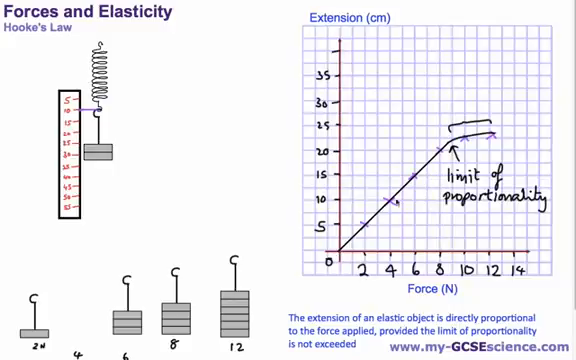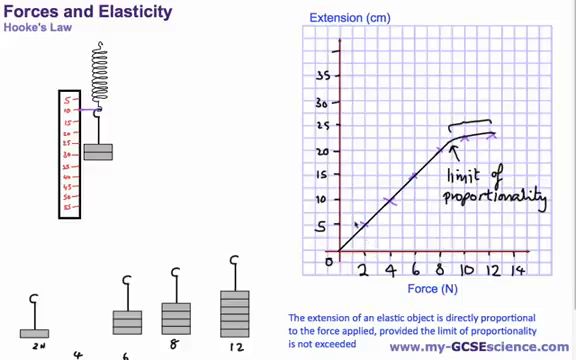But for this region of the graph here, all the way up to just over 8, let's call it 8, if you double the force, you double the extension. So if you go from 2 to 4, the extension's gone from 5 to 10, and if you go from 4 to 8, it's gone from 10 to 20. So that works out quite nicely.